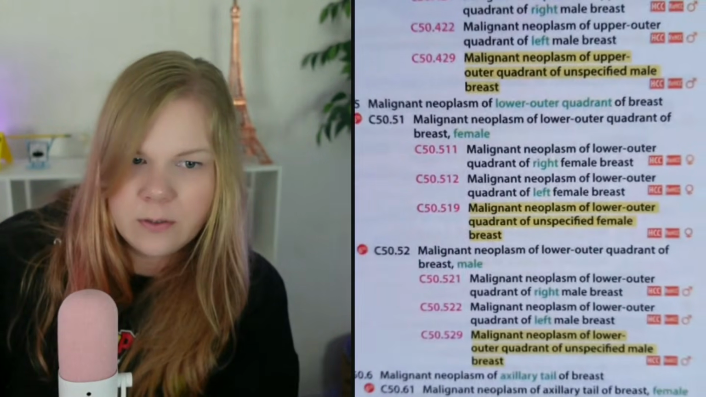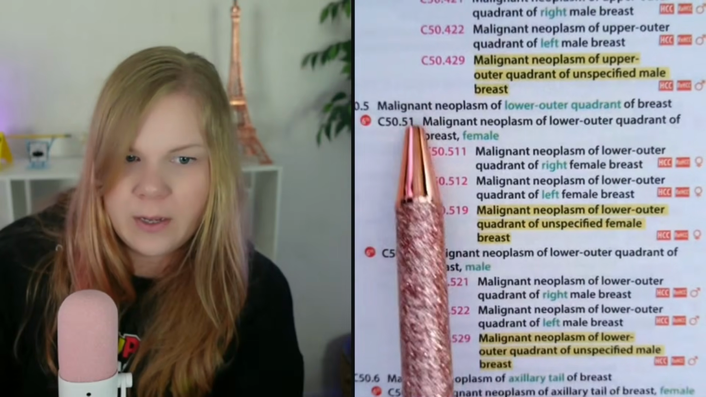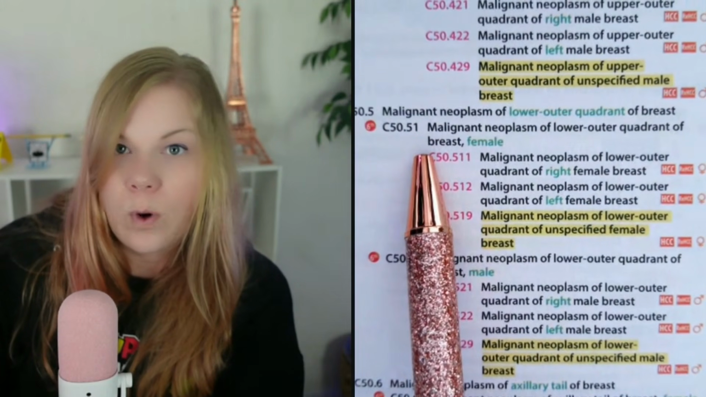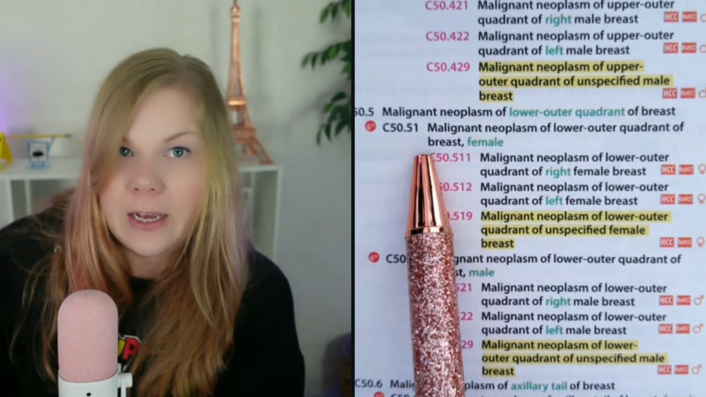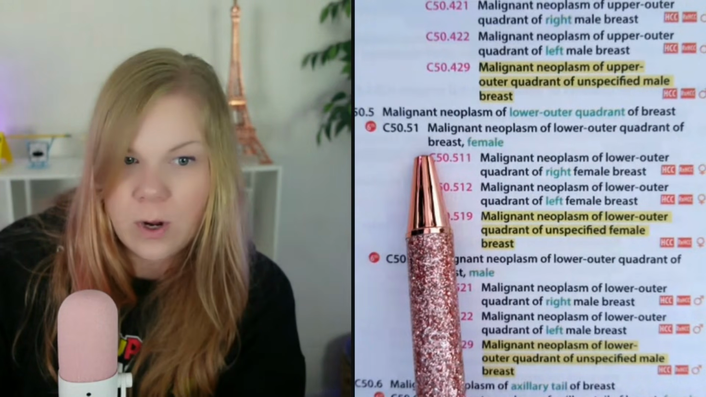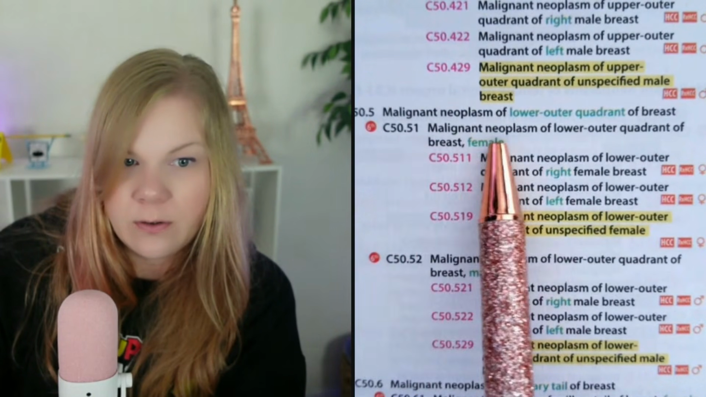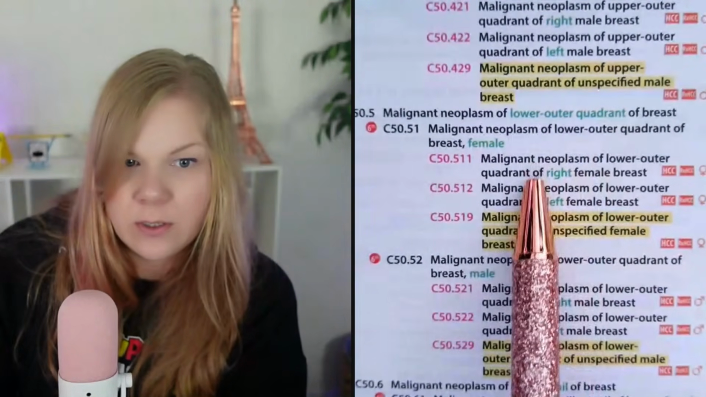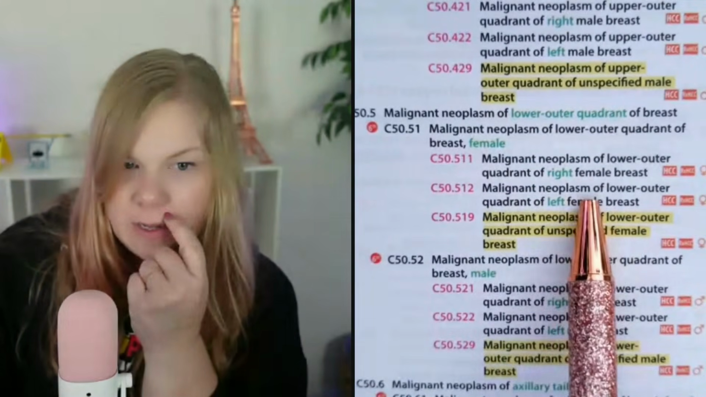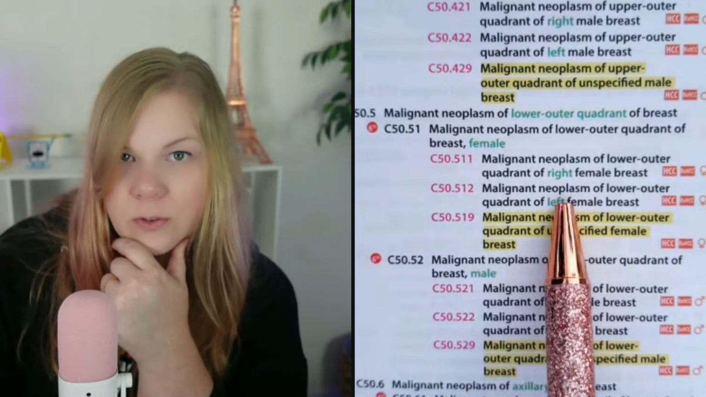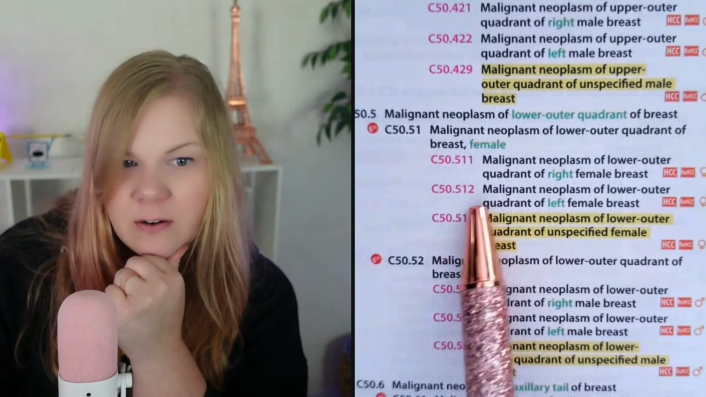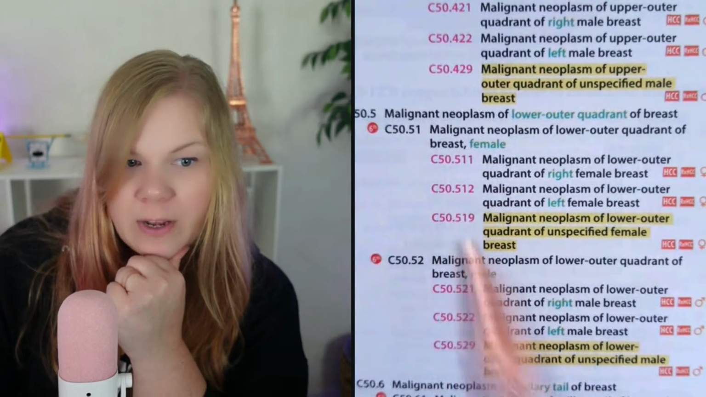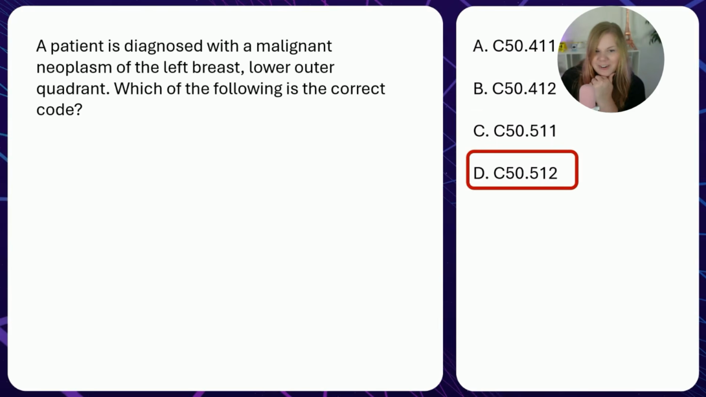So here we are, C50.5. And this again was the left lower outer quadrant. So we're here on lower outer quadrant, left outer quadrant. So in that case, this one is our C50.512, which is our answer D.